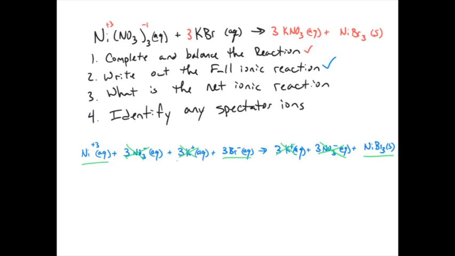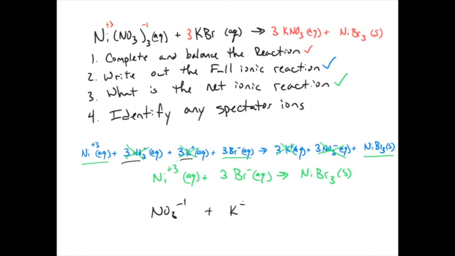And so the net ionic reaction looks like this, which includes just the ions of the reactant side that didn't get crossed out and the solid precipitate on the product side. So I can check off number 3 and say that I've completed the net ionic equation. And finally, I'm going to identify the spectators. As I mentioned in the last slide, the spectators are the things that you crossed out. So the NO3 minus and the K plus are the spectators.